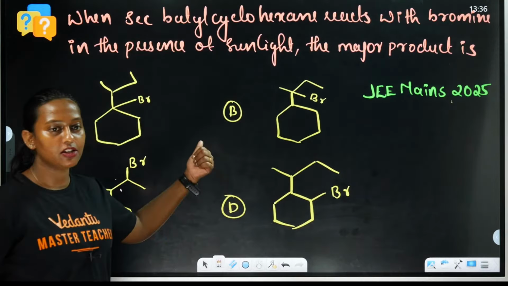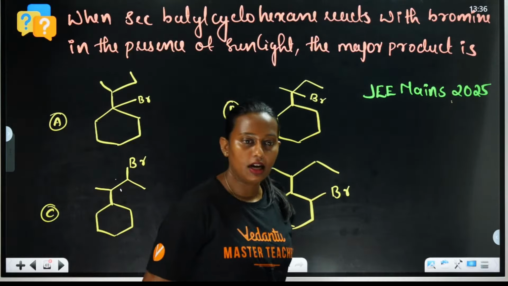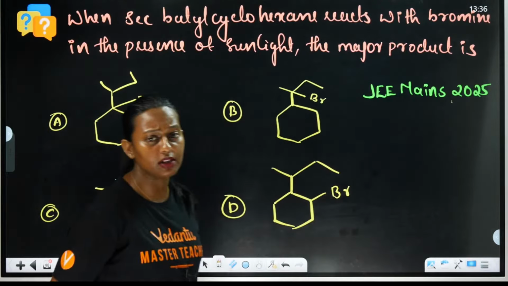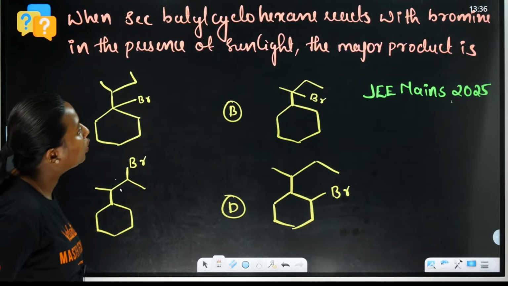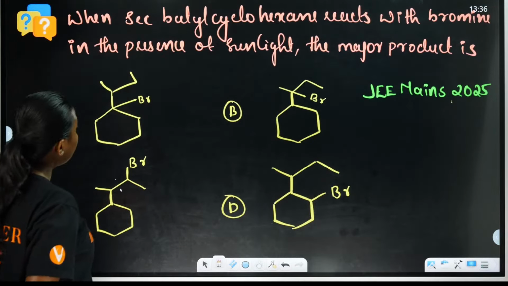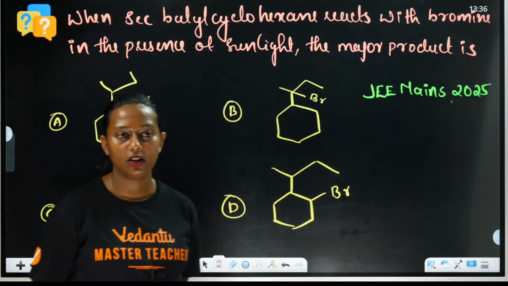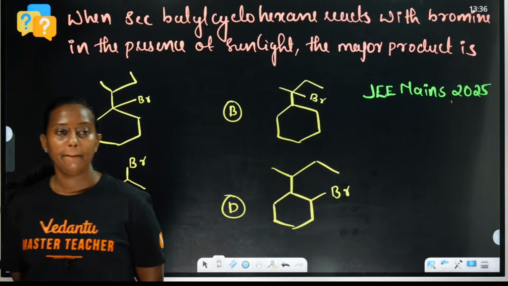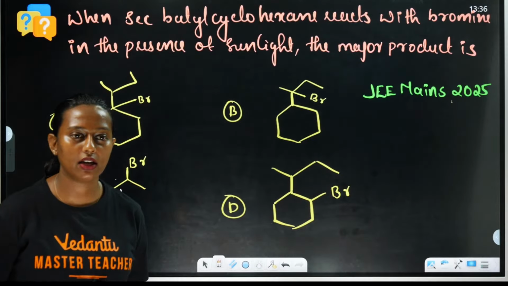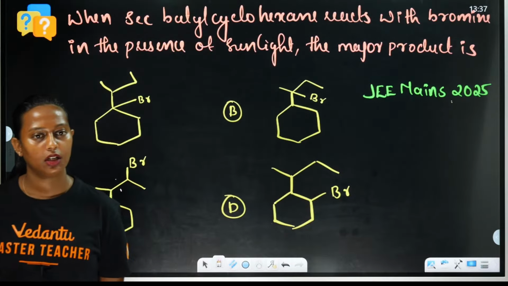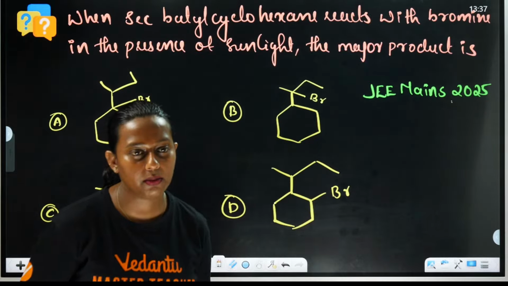So tell me what is the correct answer. Everyone quickly tell the answer. When sec-butyl cyclohexane reacts with bromine in the presence of sunlight, the major product is. Yes, correct, that is okay. Option A's answer is correct. Okay, then correct.